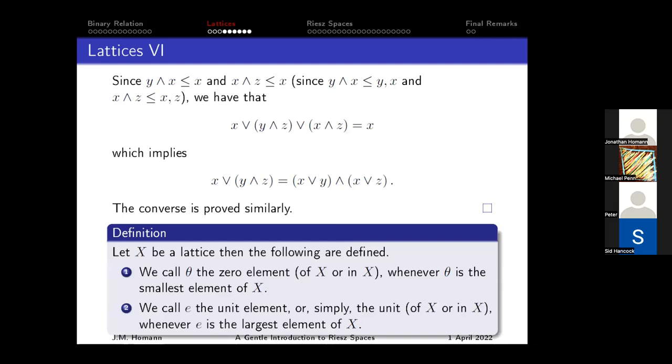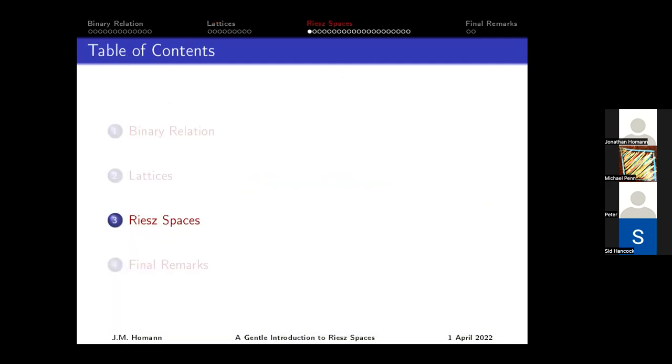So let X be a lattice, then we'll define the following. We'll say that theta is the zero element of X whenever theta is the smallest element of X. And we will say that E is the unit element of X whenever E is the largest element of X. If we look at, again, the closed interval 0, 1 in the real numbers, the zero element is the number 0, and the unit element is the number 1. So now we've got some basic lattice stuff out of the way so that we can start moving on to finally defining a Riesz space.